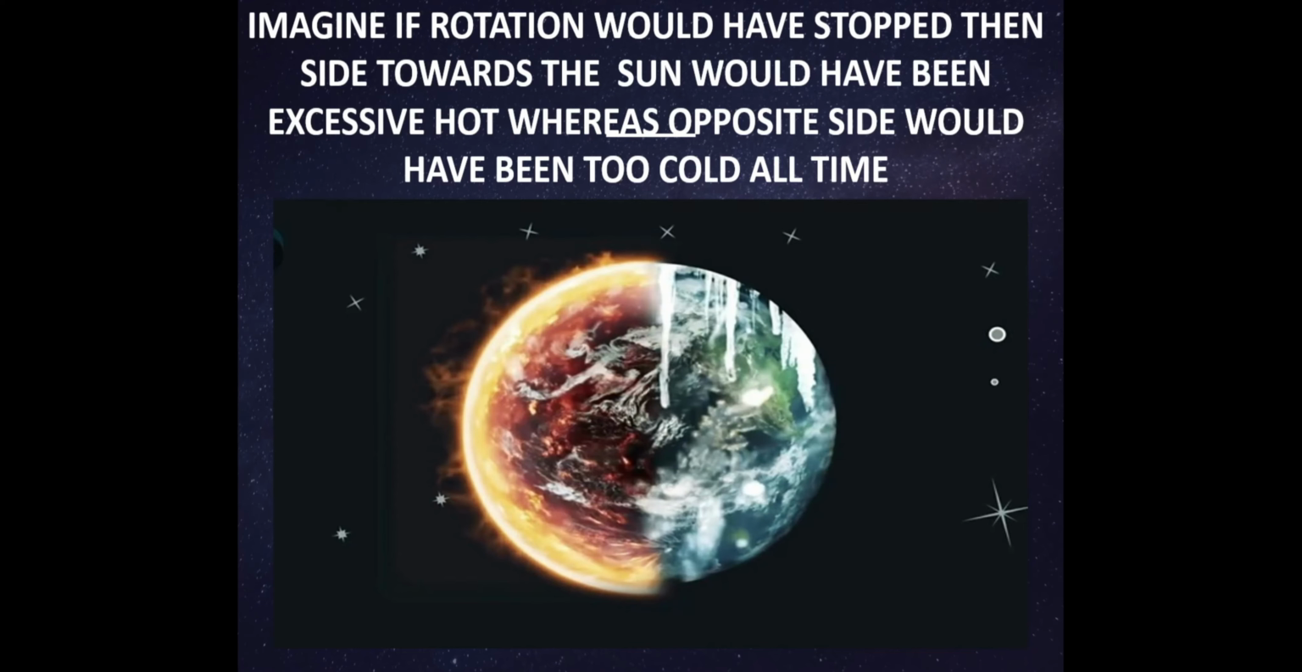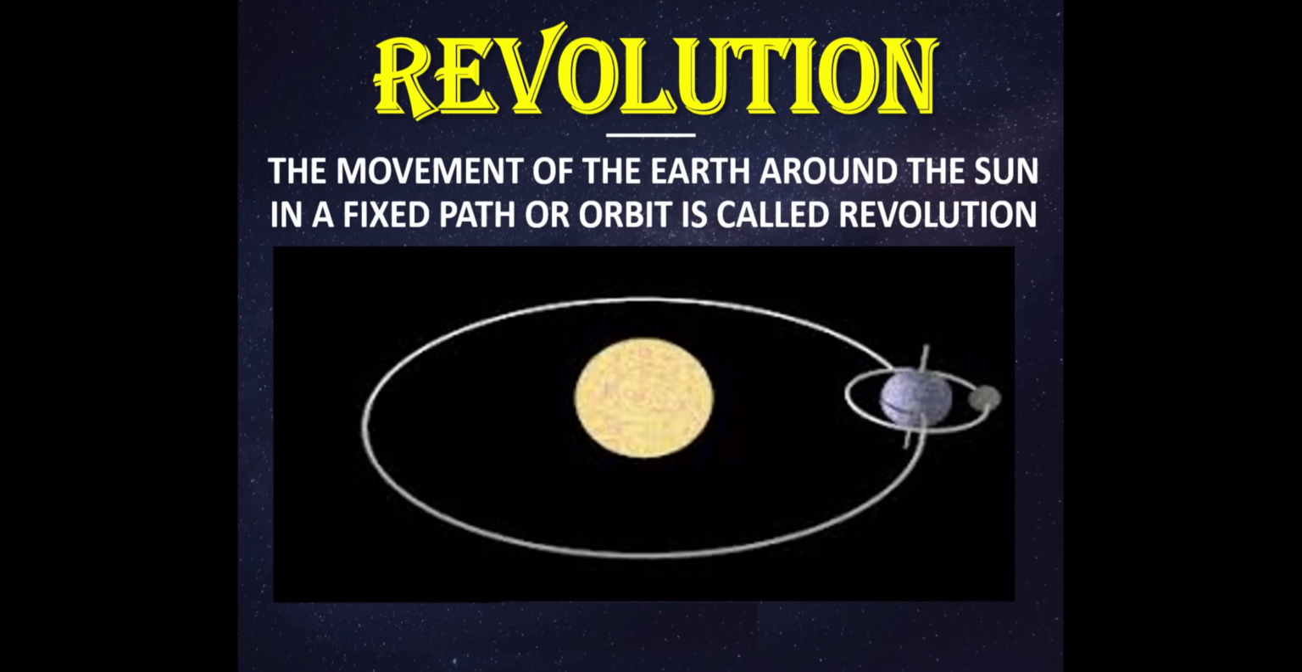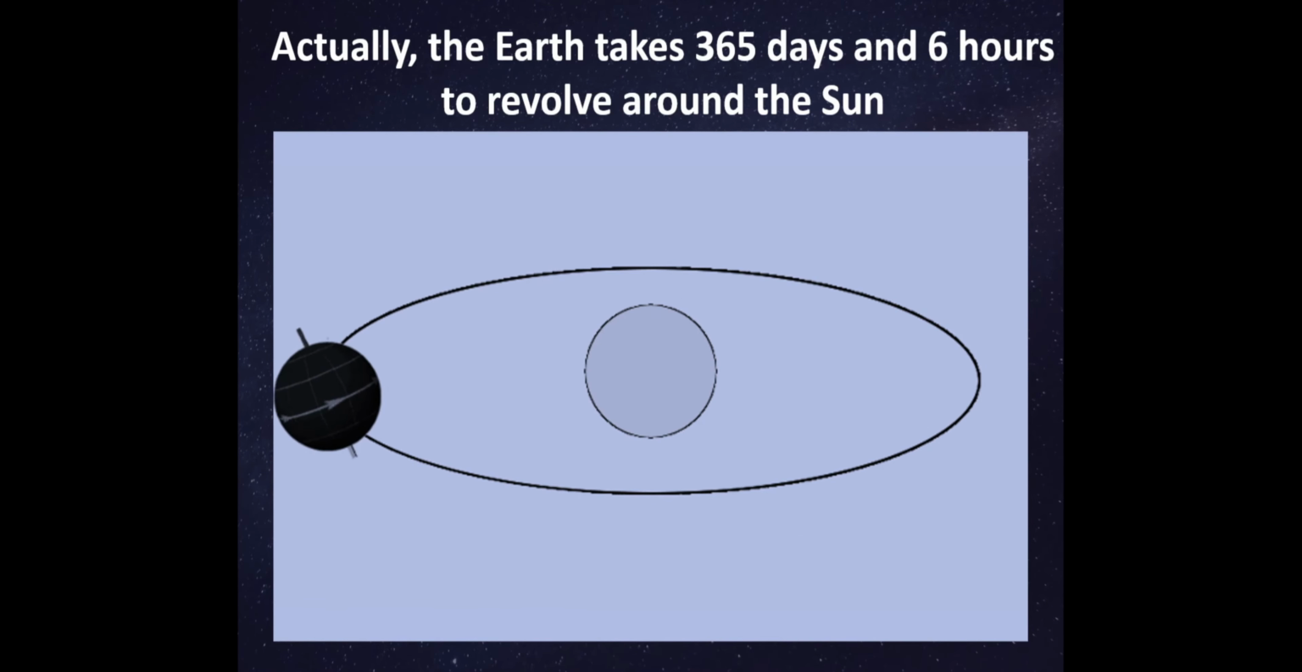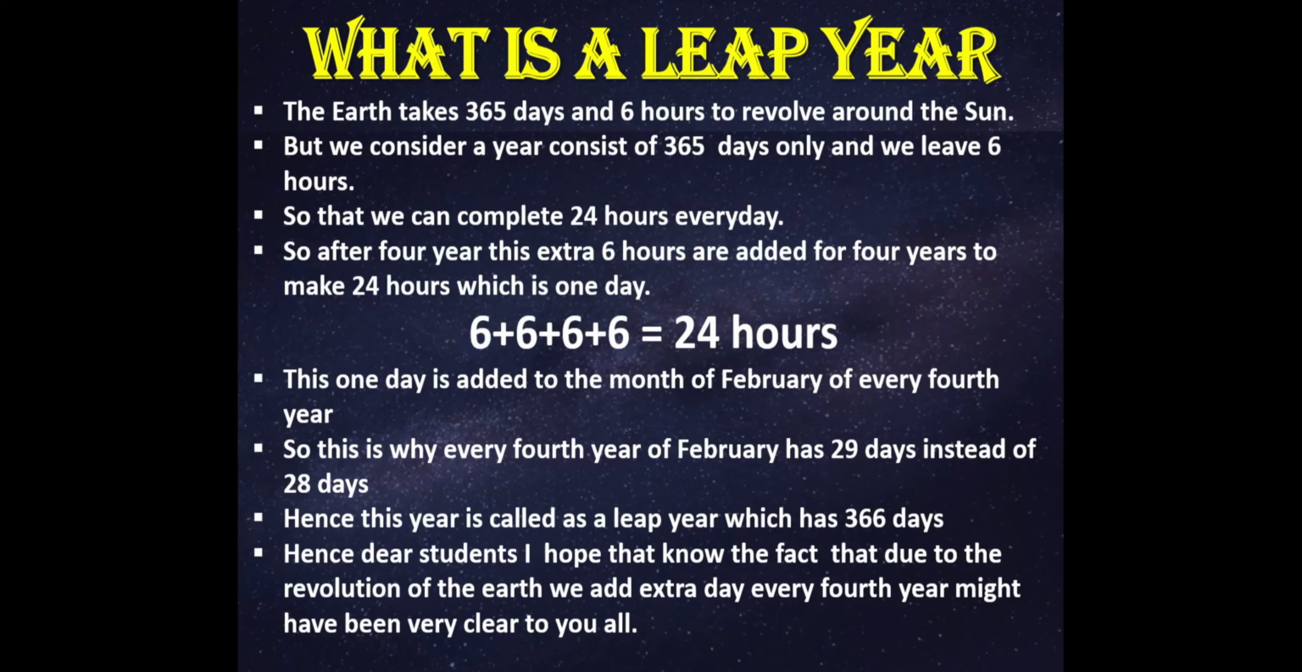So I hope rotation and its related terms are now very clear to you all. It's time to understand revolution and other events related to revolution. The movement of the Earth around the Sun in a fixed path or orbit is called revolution. The time taken to complete one revolution ultimately leads to a leap year. So now let's understand what a leap year is.